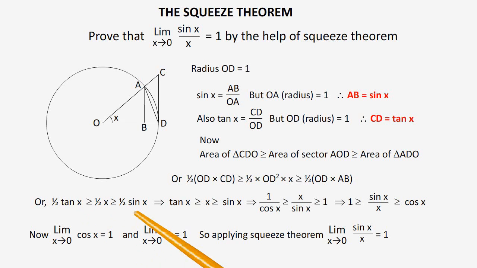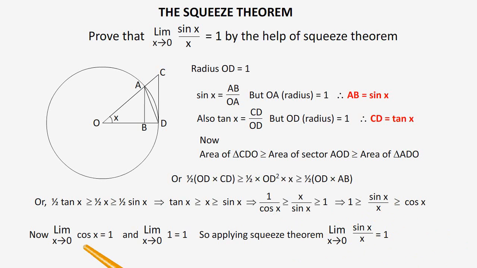First, we multiply the inequality by 2 and we get this. Then we divide the inequality by sin x and we get this. And the next step, we reciprocate the terms, as a result of which the inequality signs get reversed.